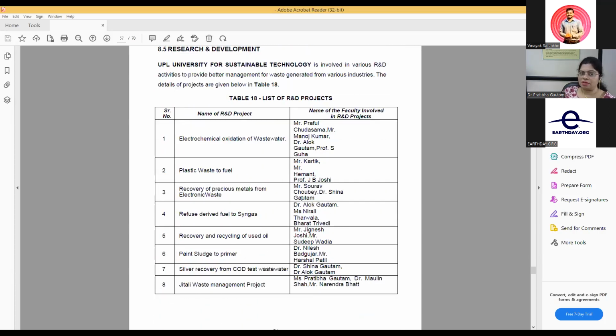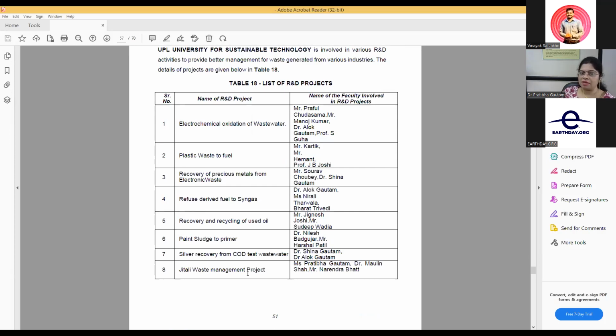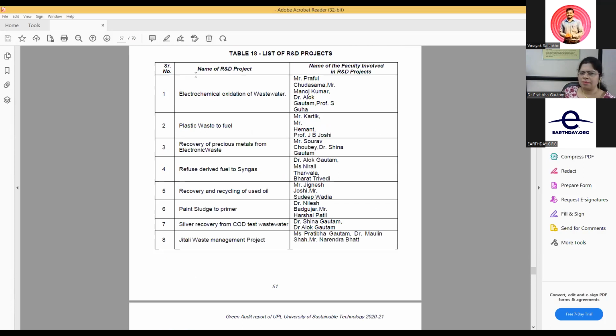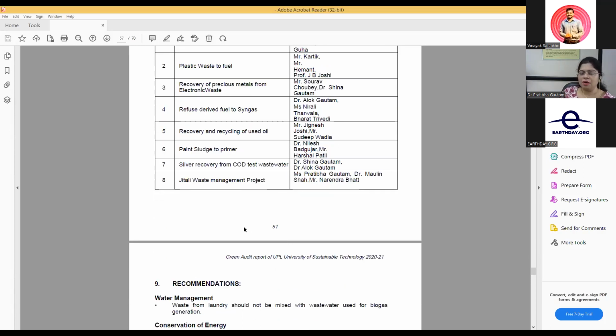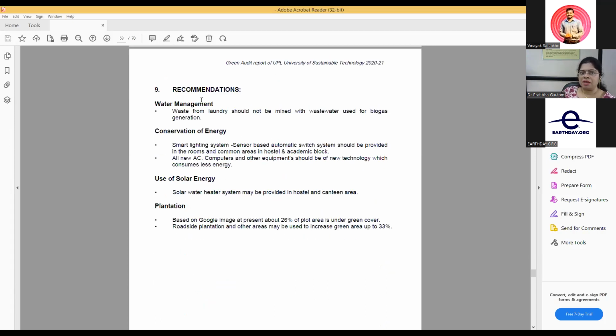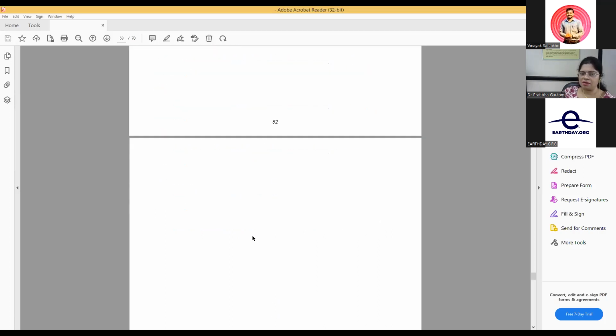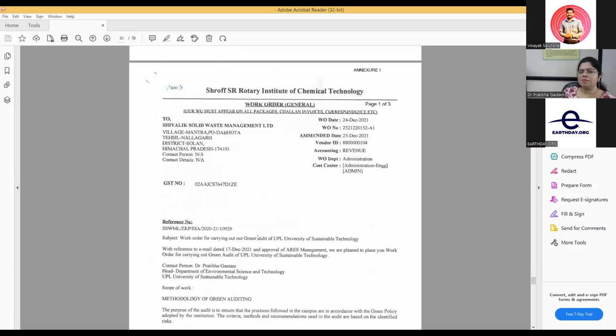Then R&D projects, as I told, several R&D projects we are doing towards environment and sustainability. Like one is refuse-derived fuel to syngas, recovery and recycling of used oil. So many such funded projects and consultancy projects we are doing for environment and sustainability. And then last comes your recommendation under different sectors: water management, energy, solar energy, plantation. And then comes your NHR.